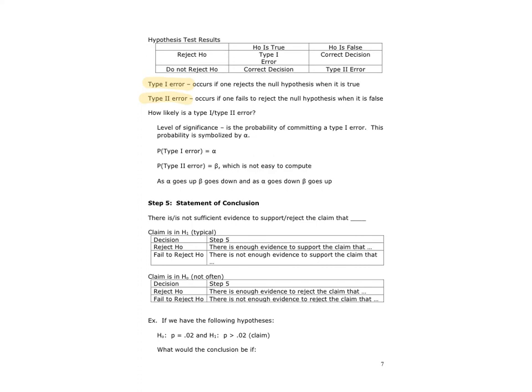How likely is type 1 or type 2 error? The level of significance, which is alpha, is the probability of committing a type 1 error. So in past chapters, we've emphasized that we want alpha to be very small, and this again supports that. We want the probability of rejecting the null when it's true to be very small. The probability of a type 2 error is beta, which is not easy to compute. We will not be computing it. But it is important to note that as alpha goes up, beta goes down, and vice versa.